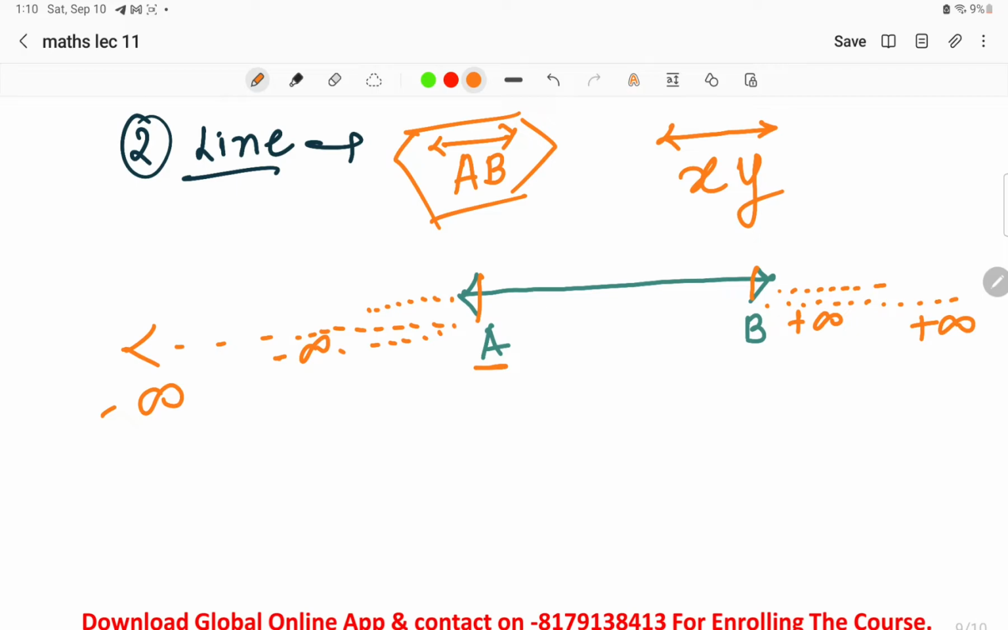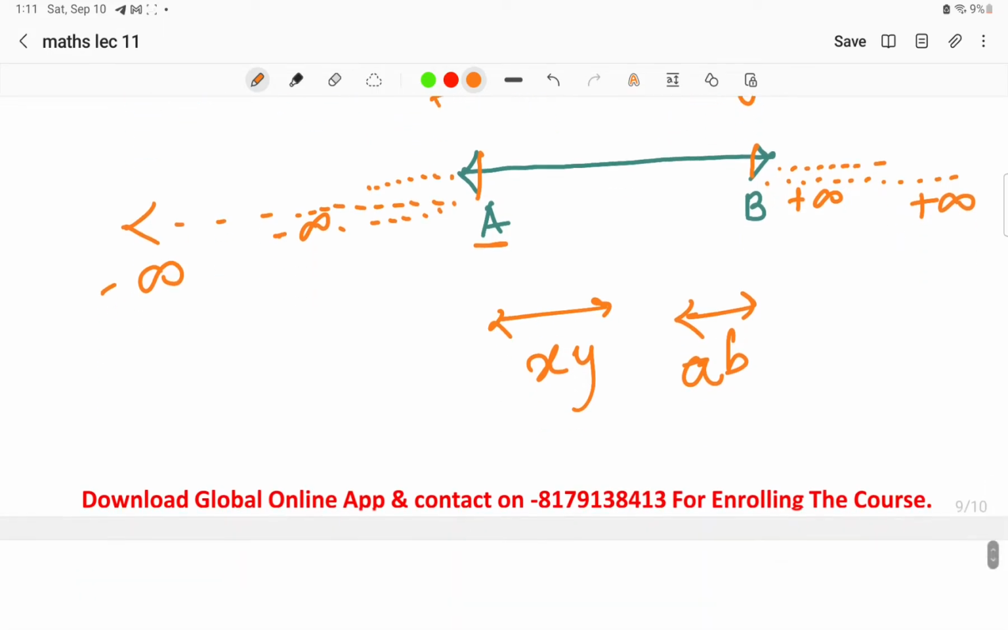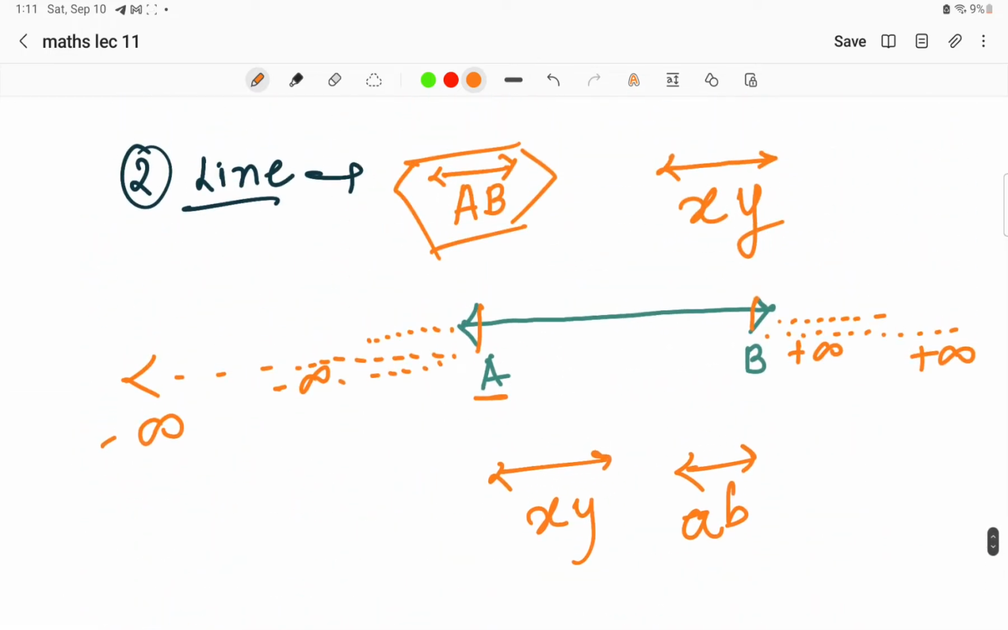The two arrows on either side of a particular line, on opposite sides, indicate that this is a line. This is XY, for example AB. This is how we indicate the line. So this was the second term that we have discussed. Now moving to the third term, that is ray.